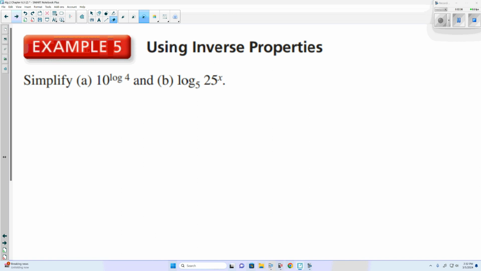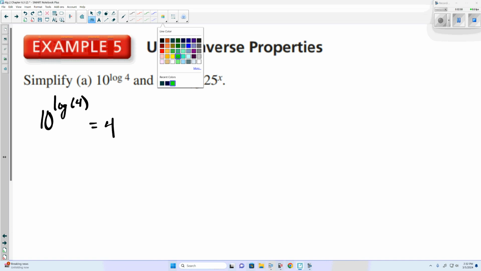So if we look at this first one here, 10 to the log of 4, it would be 4. Because even though the base is not written for our log, it is understood to be 10. Because our common logs, whenever we don't write the base for log, it's understood to be 10. Questions on this here? We go with this here so far. Let's look at the next one.